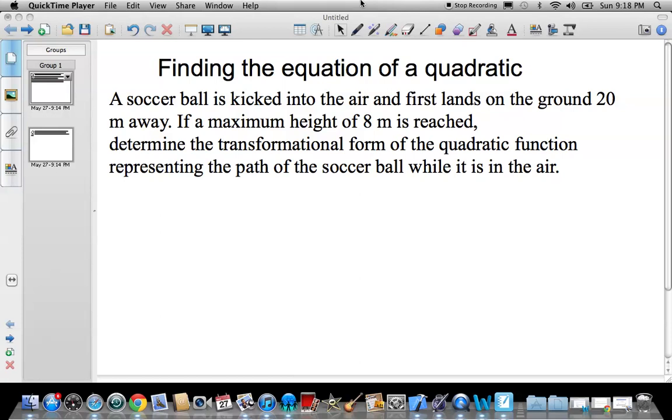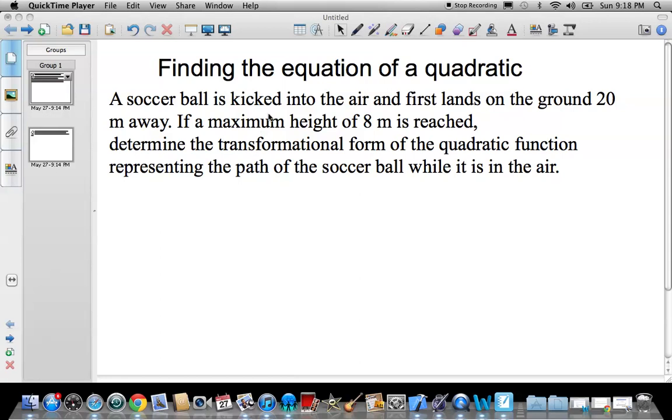This time on finding the equation of a quadratic, and I know there's probably another one of these. There's two forms of this problem. One being finding it given sort of a sequence of numbers, and the other one like this, giving some information about the maximum height and where the ball lands. One's finding the general form. This one's finding transformational form.